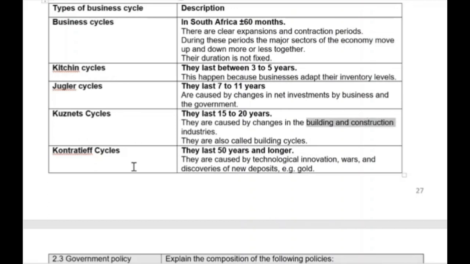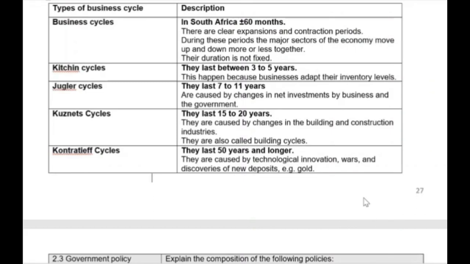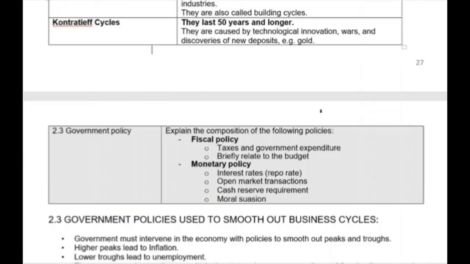And then they give you these four options, and then you must know it's Kuznets. Or what they also have asked in the past, when you get to your section B questions, where you have your question 2.1.1, and they ask you to list two types of business cycles. So this can definitely be tested as at least 2 marks. So don't miss this. Okay.